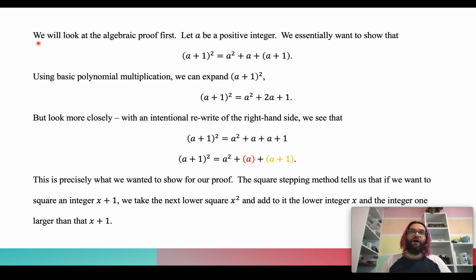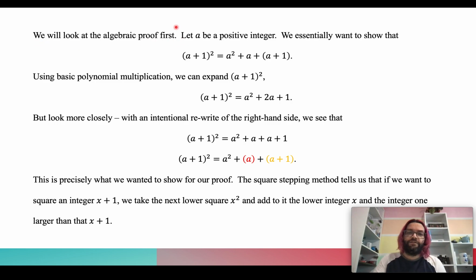In other subjects it might be taboo or not a good idea to use first person. In math it's often recommended, so you don't need to use stilted language like "one should look at an algebraic proof first." We're just going to use "we." Mathematicians, we're very personable. We want to work with people, so we will look at an algebraic proof first.